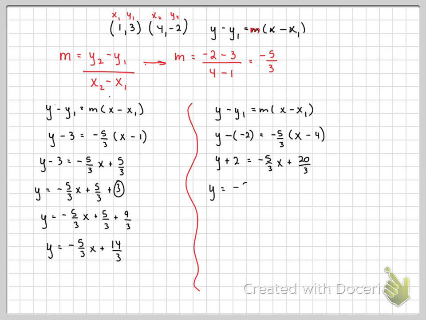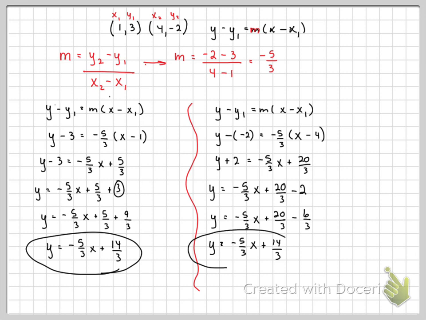So we're going to subtract over the 2. Okay? But in order to do that, that 2 has to be written in terms of a denominator of 3. So 6 over 3 is the same thing as 2. And when we combine our like terms, 20 minus 6 is 14. So as you can see, regardless of which coordinate point you use, you will get the same equation.